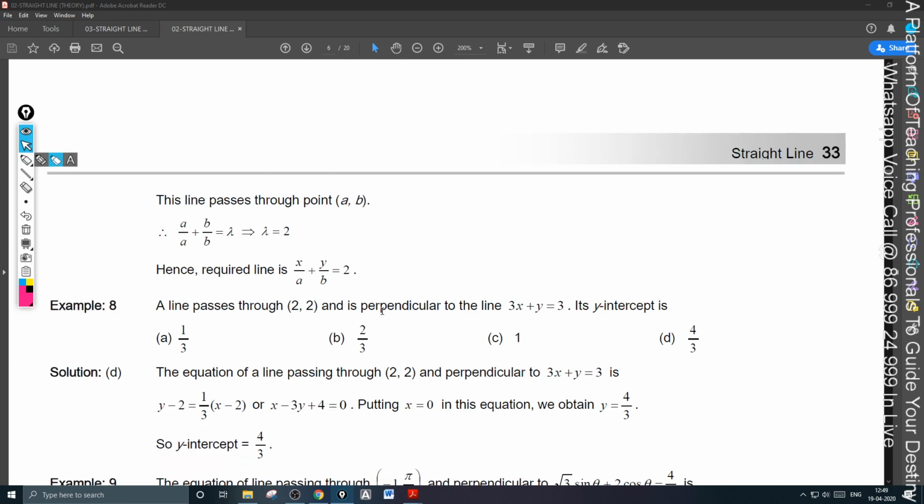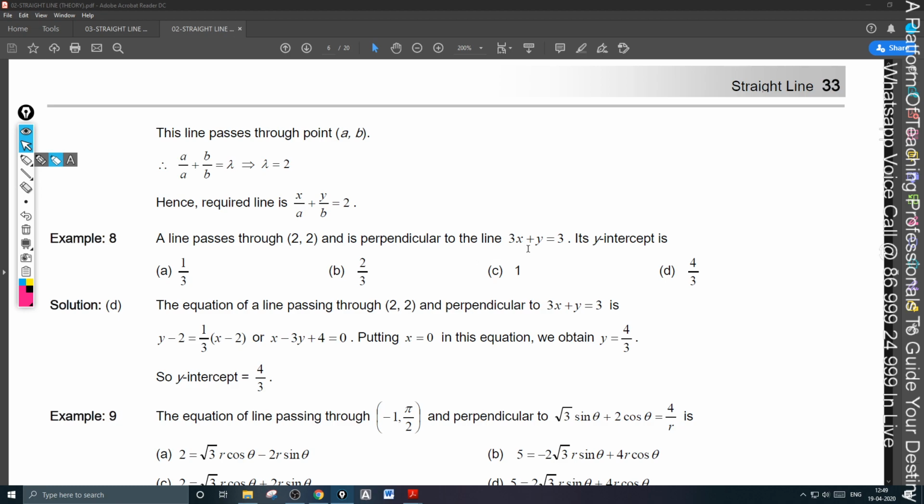That is, a line passing through 2, 2 and perpendicular to the line. Just practice it like this. Interchange the coefficients. Y coefficient is 1, put it to x. So 1x. X coefficient is 3, put it to y. And you have plus here, put minus. Is equal to, substitute the point 2, minus 3 into 2 minus 4. So x minus 3y is equal to minus 4.